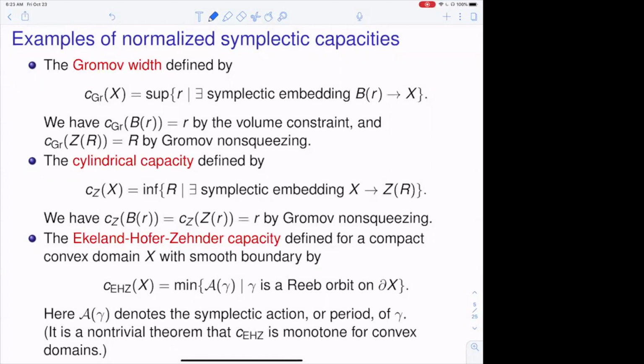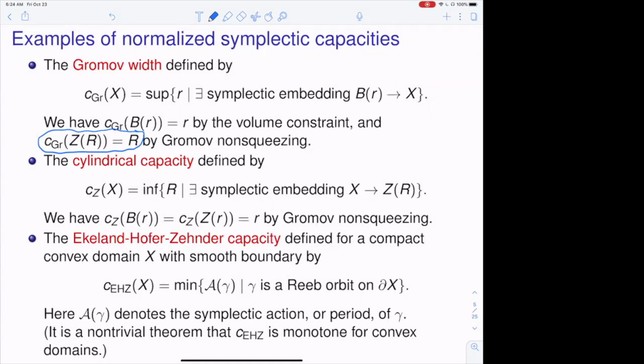And it satisfies the property for the ball because you can't embed a bigger ball into a smaller ball because of the volume. And the only non-trivial property to check is the capacity of a cylinder. And this is what the Gromov non-squeezing theorem says. It says that the Gromov width of the cylinder of size R is equal to R. So the Gromov non-squeezing theorem you can think of as being equivalent to saying that a normalized symplectic capacity exists.